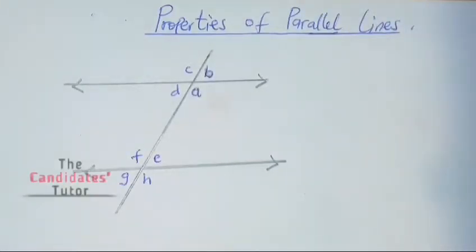Okay, in this lesson, we'll go over some basic properties of parallel lines. I would want us to start with the first one, which is alternating angles. Let's talk about alternating angles. What are alternating angles? In the common sense, you will say they are angles that form a Z.